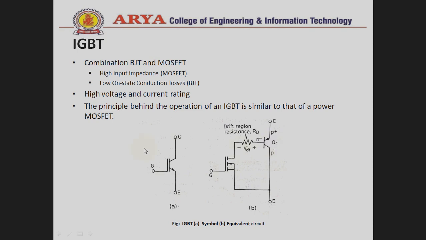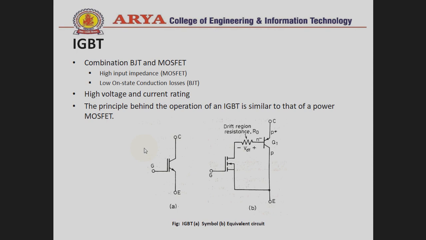Now, the principle behind the operation of IGBT is similar to the power MOSFET. What is the basic difference in structure between MOSFET and IGBT? In the power MOSFET, we use the N plus layer substrate at the drain. But in the IGBT, the P plus layer substrate is called the collector terminal.